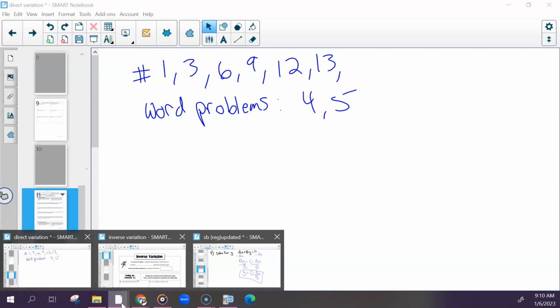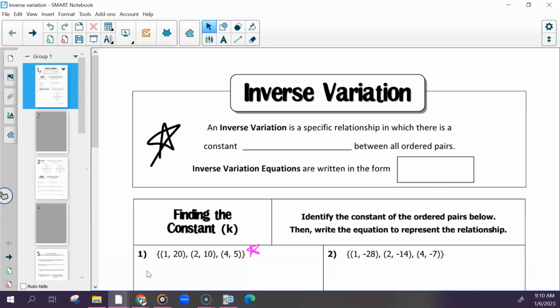So we are going to start our notes on inverse. So your computers you can put away. Make sure you have your notes in front of you. What you'll notice as we start doing inverse is that it's very similar to direct, but also different at the same time. Okay. So inverse variation, where direct has a constant ratio, inverse has a constant product.